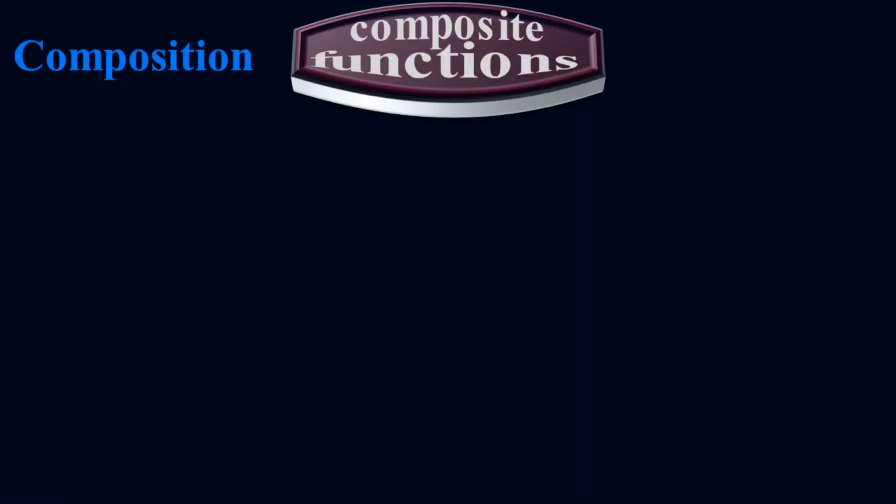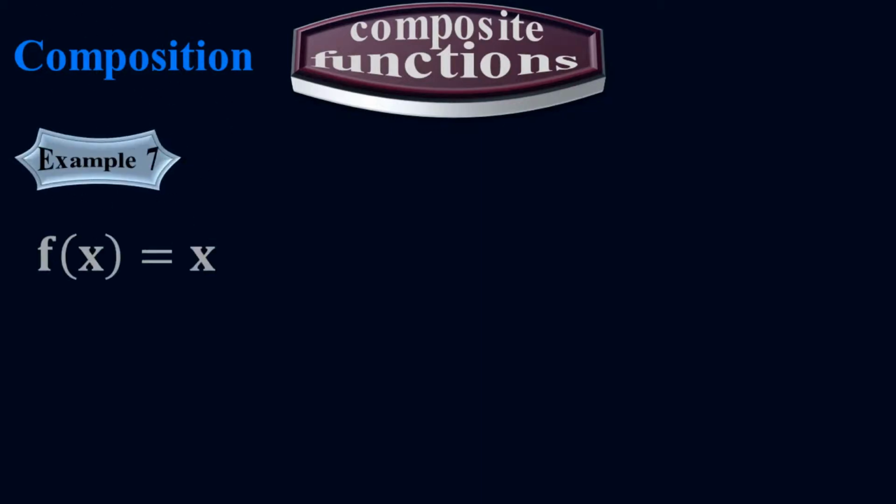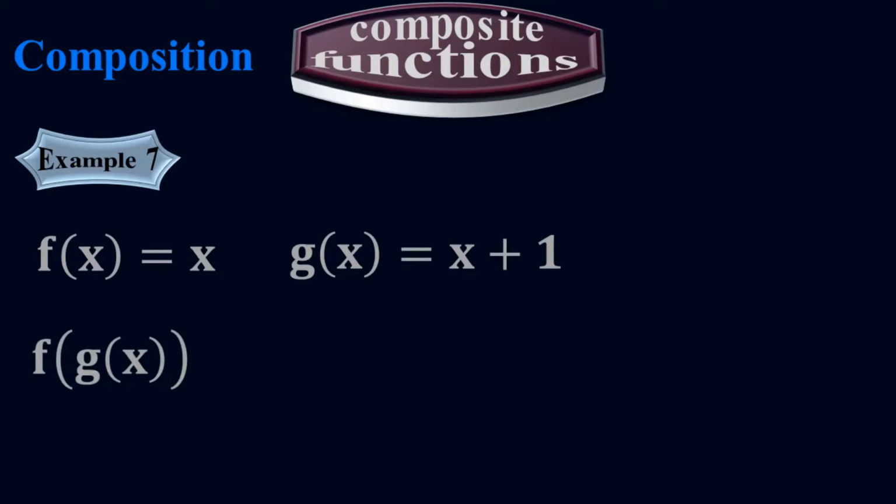But what if I don't have any random value for the x? Let me give one example, example number 7. My f of x equals x, and my second function g of x equals x plus 1. I want to find its composition, f composed with g, which can be written as f of g of x. This time I don't want to put any random value for the x, but still I need their composition. How am I going to compose f of x with g of x?